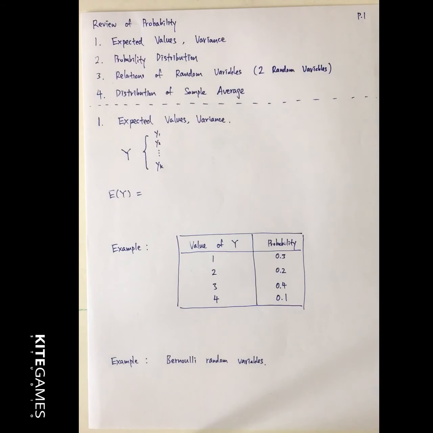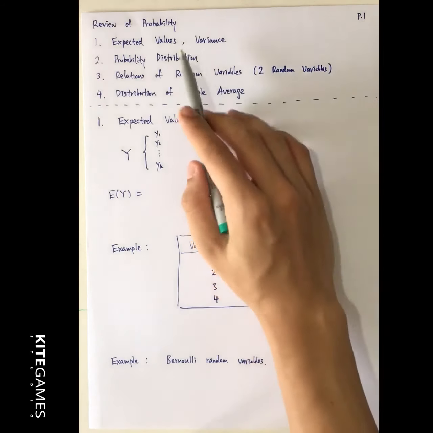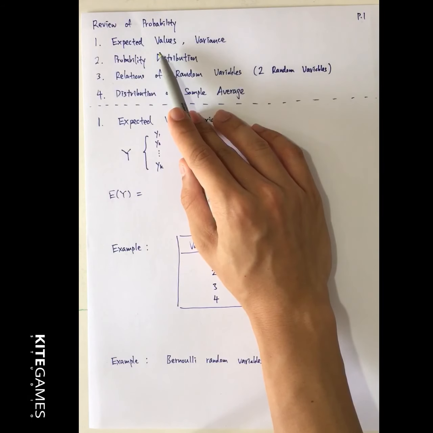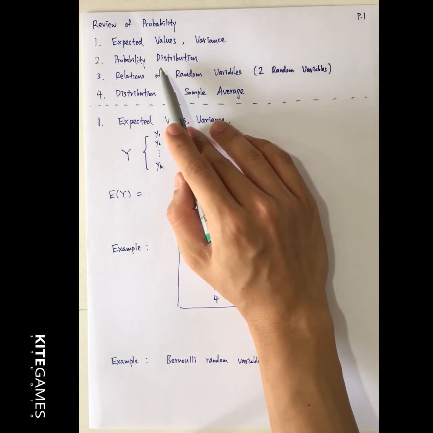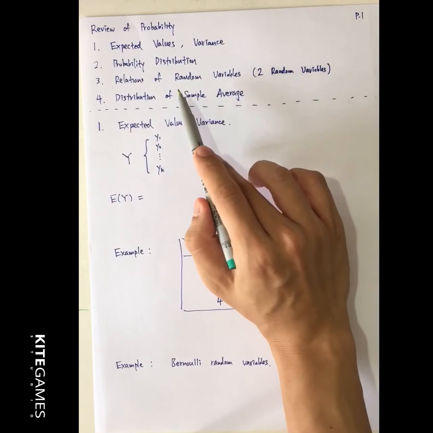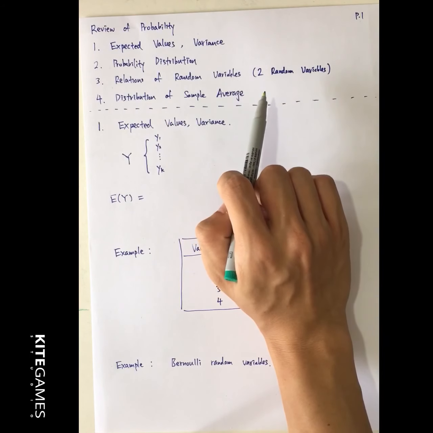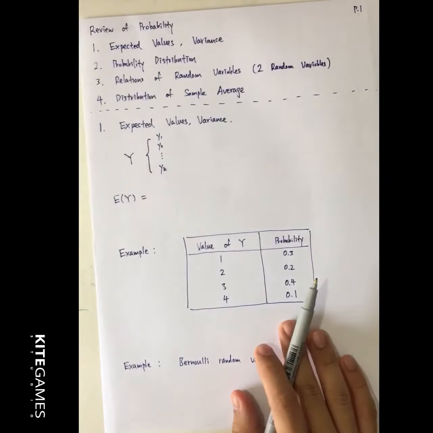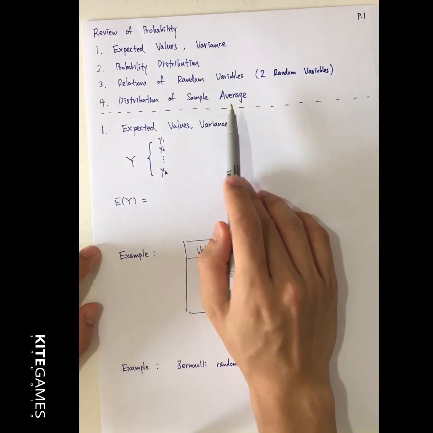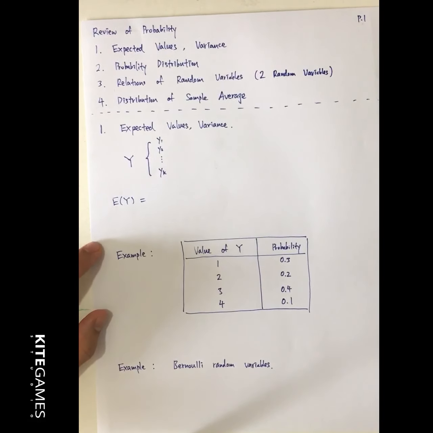This video will talk about some basic concepts of probability, which may be the prerequisites for the introduction to econometrics. In this video, we will talk about expected values, variance, probability distributions, and in a later part, the relation between two random variables. At the end, we will talk about the distribution of the sample average. Okay, let's get started.